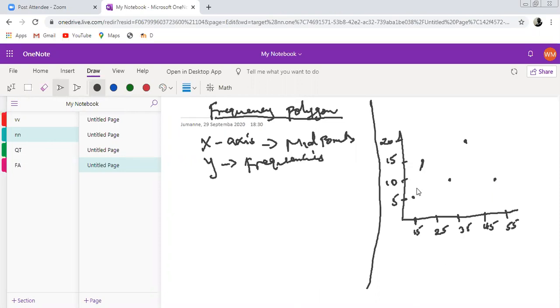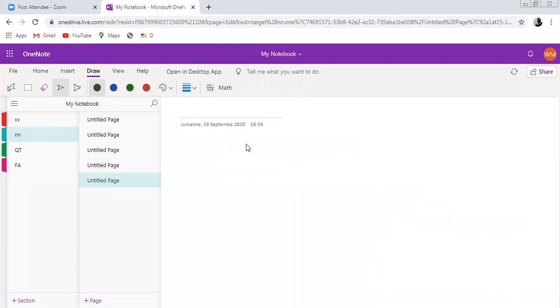After doing so, now join these points using a ruler so that you can have your frequency polygon. It is going to be a line behaving like that. So for the frequency polygon, you can be asked to draw the histogram and the frequency polygon on the same graph, or you can be asked to draw the frequency polygon on its own. If it is on its own, have the midpoints here versus the frequencies, and then join those points strictly using a ruler.